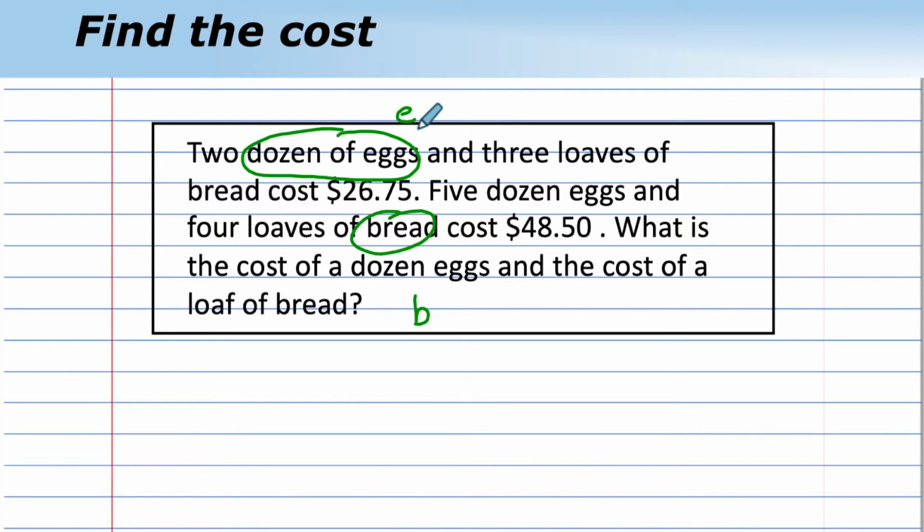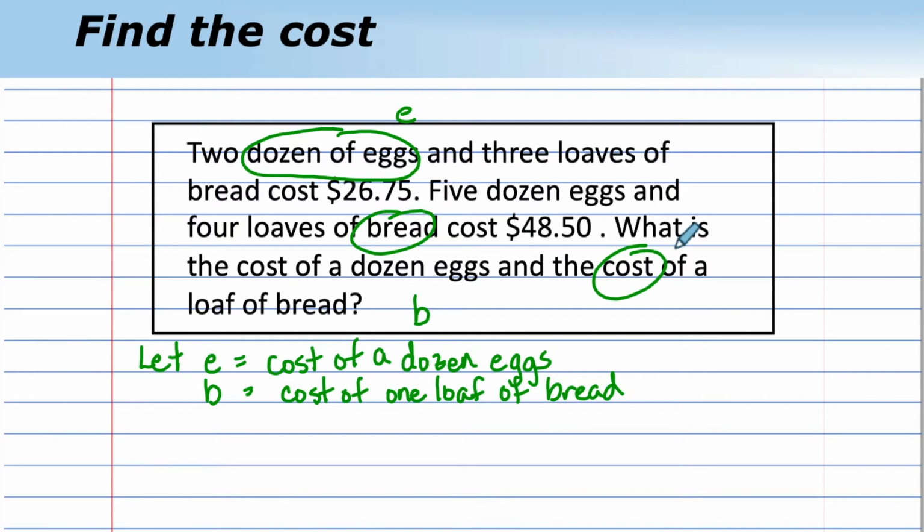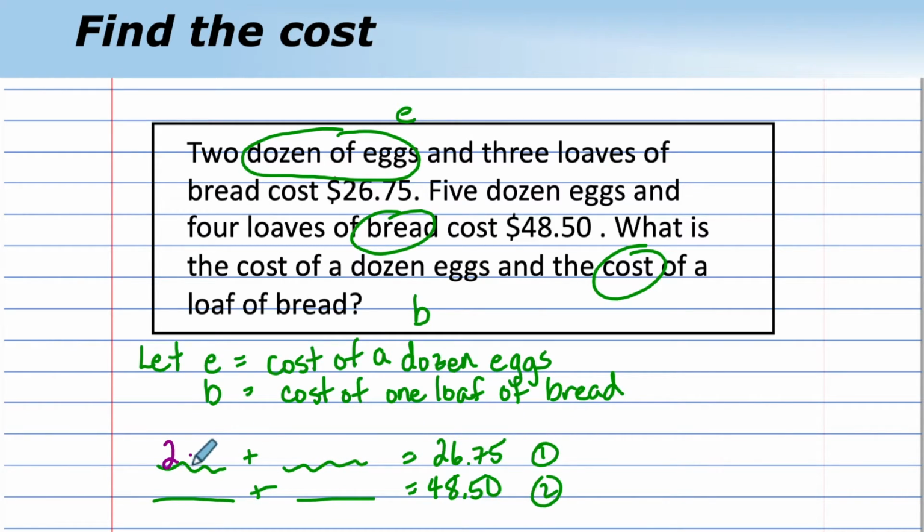Consider the dozen eggs to be just E and bread to be B. Because we're asked to find the cost, that's what our let statement will be. We can write 2 equations using the total cost of each situation. We have 2 dozen eggs plus 3 loaves of bread and 5 dozen eggs plus 4 loaves of bread. 2 equations, 2 unknowns. Let's solve.